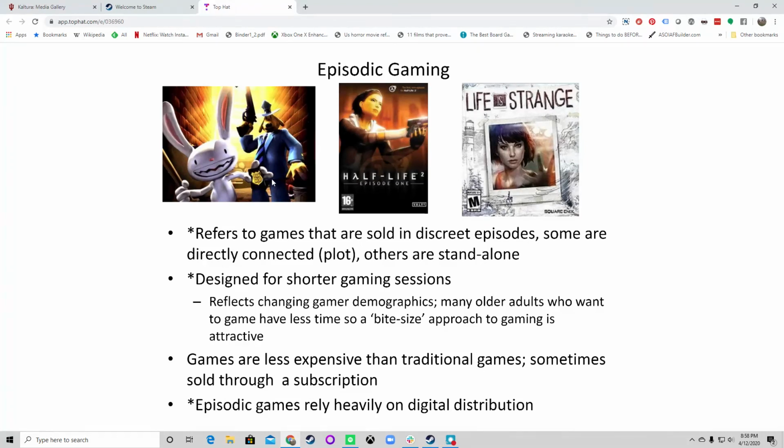Episodic gaming is yet another distribution model, and we alluded to this in the subscription section. Games are sold in episodes, where some have directly connected plots, others are standalone. These were designed essentially for shorter gaming sessions. Partially, this reflects changing gamer demographics, right? People who grew up with games in the 70s and 80s are now in their late 30s and early 40s, and you just don't have the time to game that you had when you were younger.